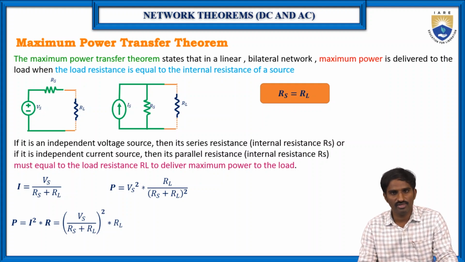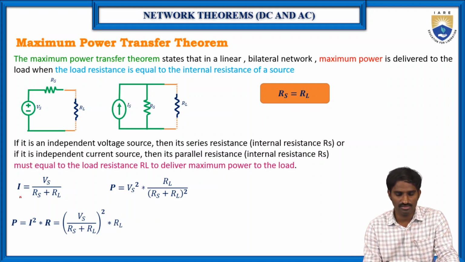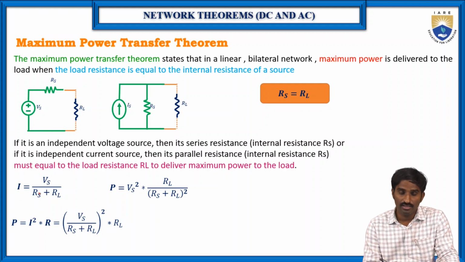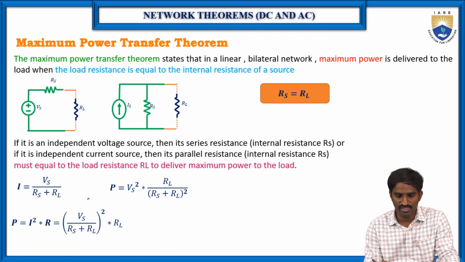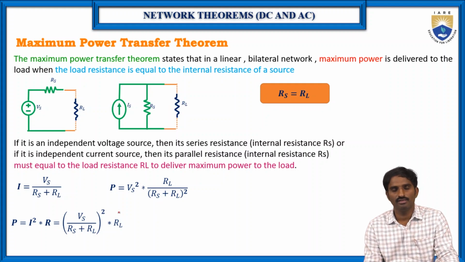Then what is that maximum power? That we can find by using this equation, because in the previous case, when we discussed Thevenin's theorem, we have already discussed how to find the current flowing through that particular load resistance. Then, of course, as you know, P is equal to V square by R, or I square into R. So in both ways, you can find the power. Here Vs is nothing but the Thevenin's voltage, and RL is whatever load resistance we are considering, which means RL is equal to R Thevenin's. In this way, we can find the maximum power delivered to the load.